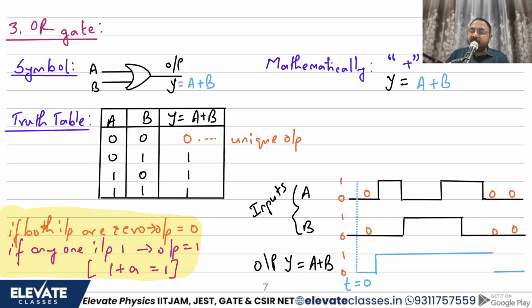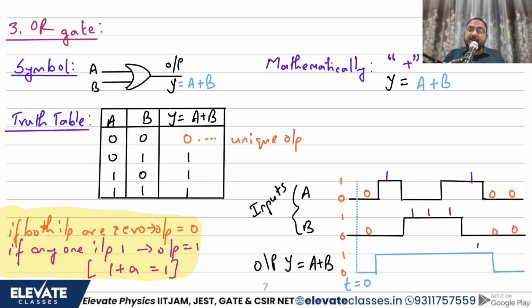But how do we know? We have not checked it. We are right because we have used the unique output. Let's try it by the dominance law. This was 1, so I got 1. This was 1, I got 1. This is 1, I get 1. This is 1, I get 1. So any one input is 1, my output is 1.